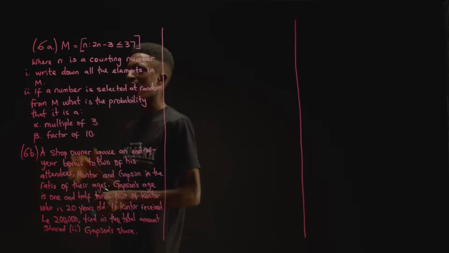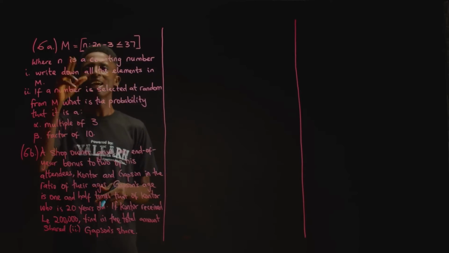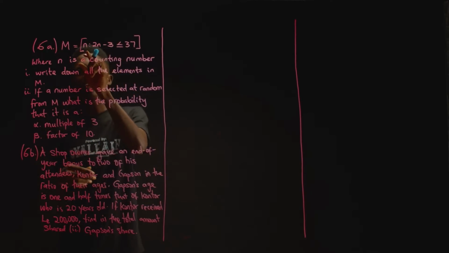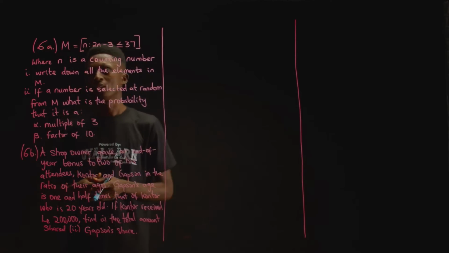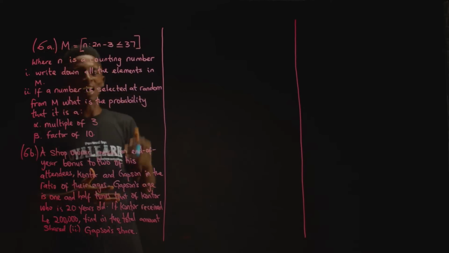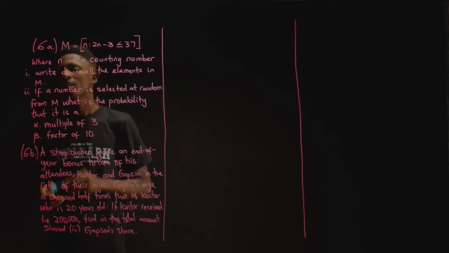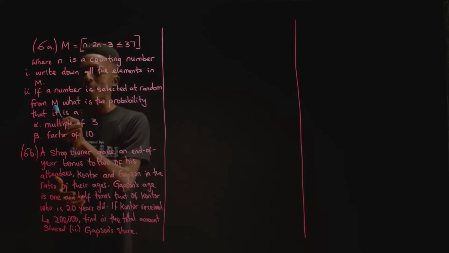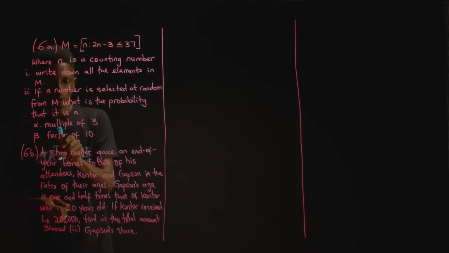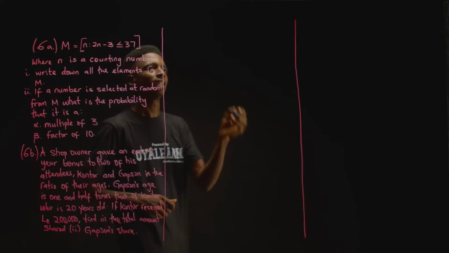This is the first question we have there, question 6A and B. The A part tells us that given that M consists of this element of n, where 2n minus 3 is less or equal to 37, where n is a counting number. So we have to write down all the elements in M. And then secondly, if a number is selected at random from M, what is the probability that it is, first, a multiple of 3, and then a factor of 10. Let's solve that.